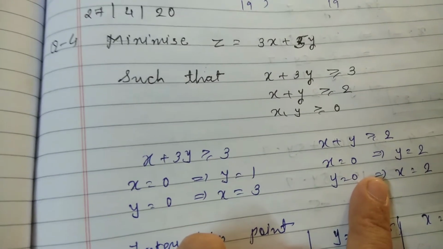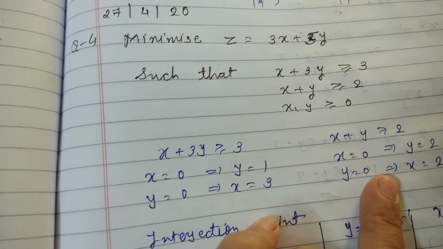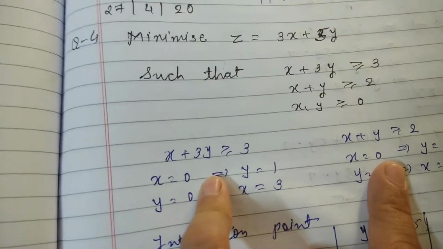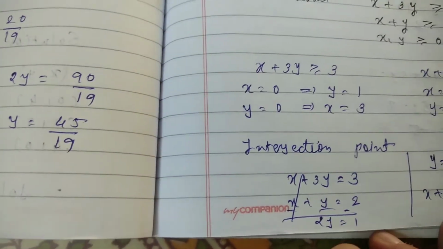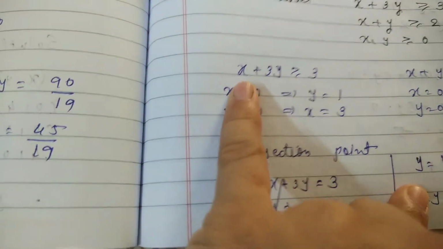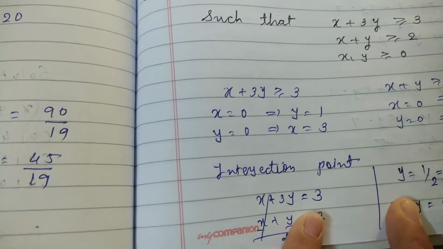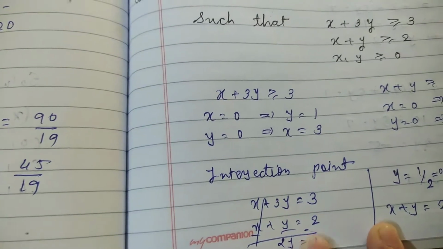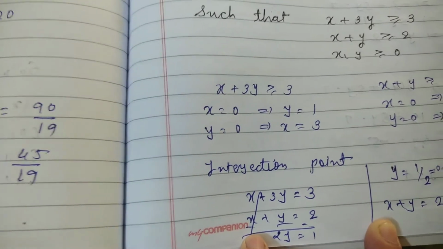Now students, we know that when we are finding the feasible region, we require the corner points, and one corner point will be the intersection of these two lines. It can be found easily from the graph, or we can find it from the intersection. Any method can be used here. So here we have two lines, x + 3y = 3 and x + y = 2. Let us find the solution directly using the elimination method.